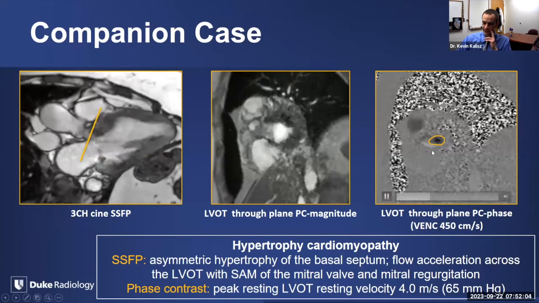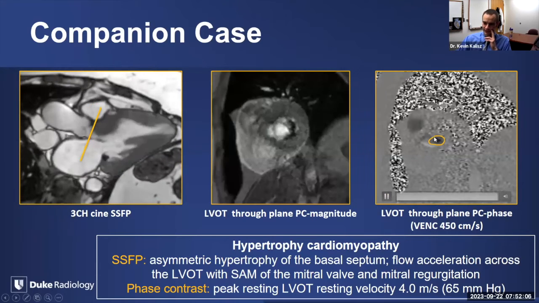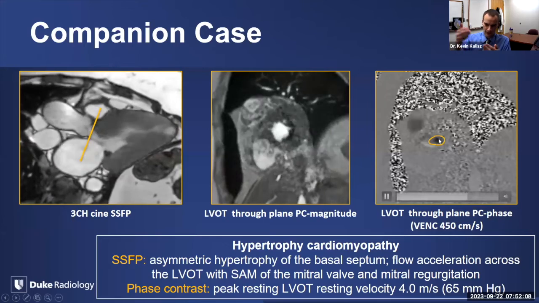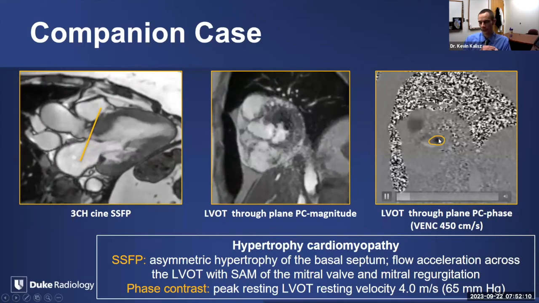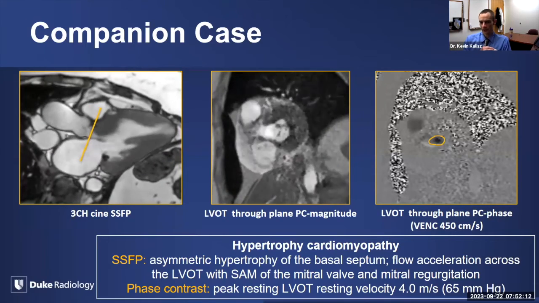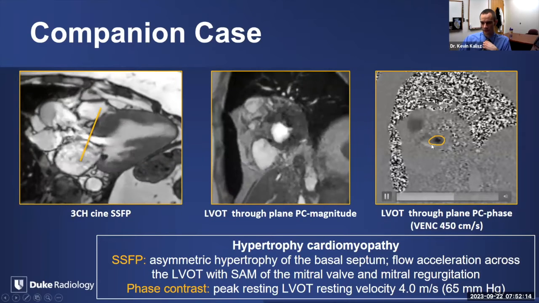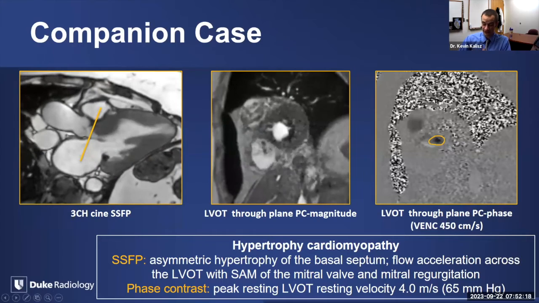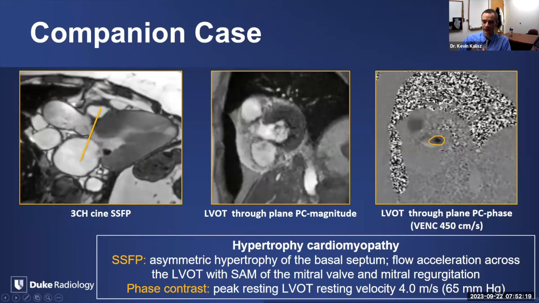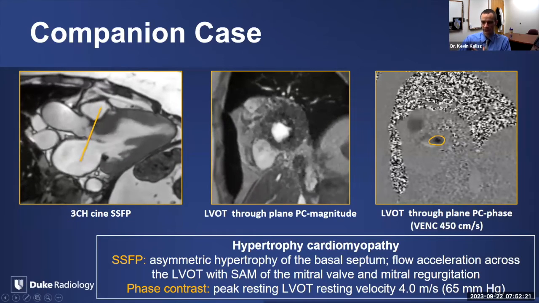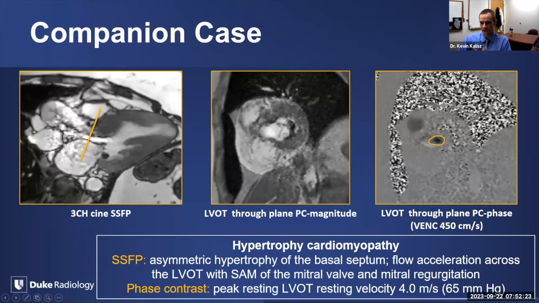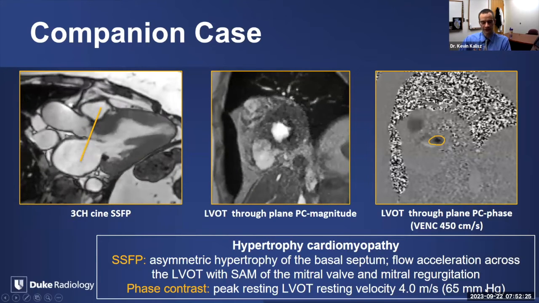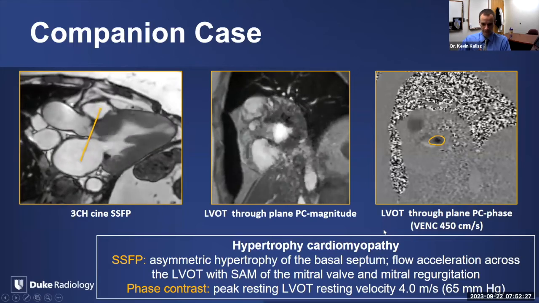Unfortunately, this cine is not playing, but from a post-processing standpoint, typically you get down the barrel, or orthogonal, to your area of highest velocity, and you can draw an ROI and quantify. In this particular case, the LVOT resting velocities were markedly elevated at 4 meters per second, which with a modified Bernoulli equation translates to a pressure gradient of 65 millimeters of mercury.